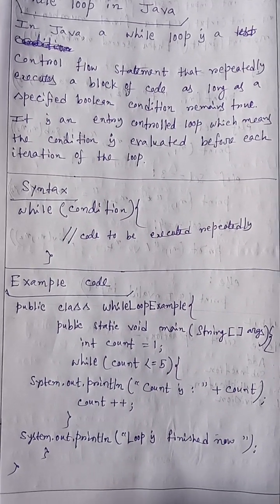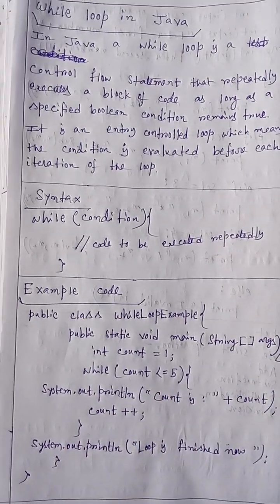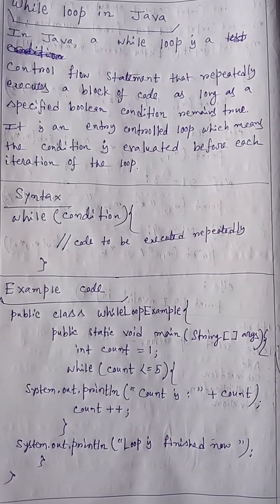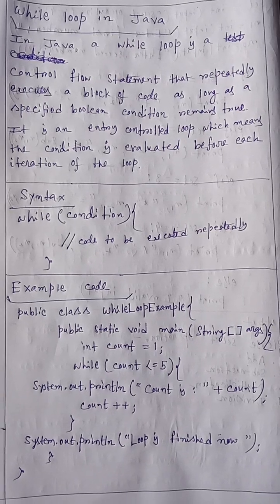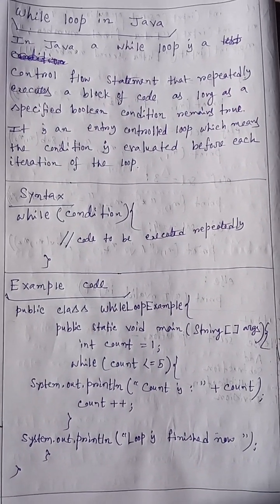Syntax is we write the keyword while, and after while inside parentheses we write the condition to be evaluated, and then we start our curly braces and we write the code to be executed repeatedly in our code block. By a simple example, we will understand how while loop works in Java.